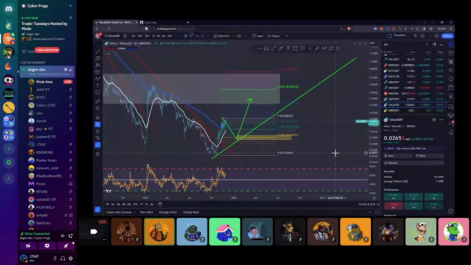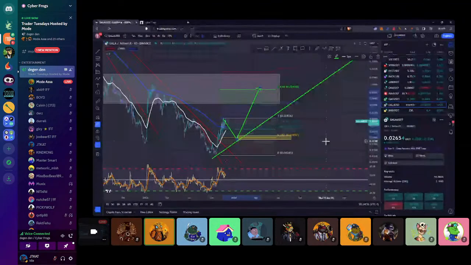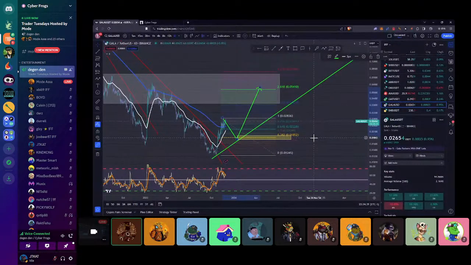But that's how I set my fibs. I take profits at the blue, and then why this is bright green is to let me know that's when I want to close most of my position and reassess. Gotcha.